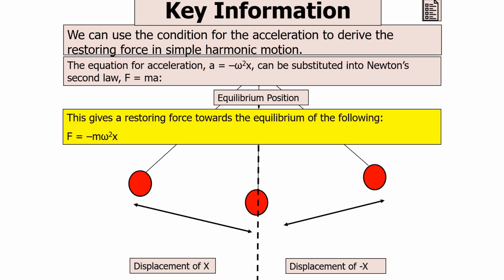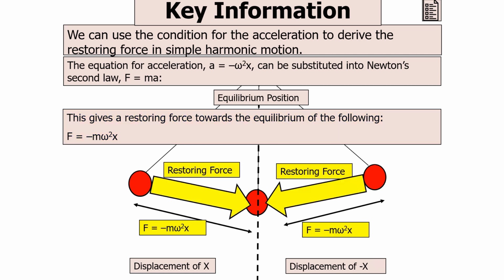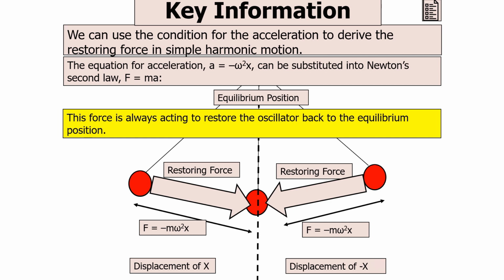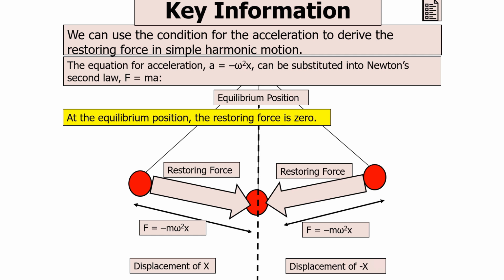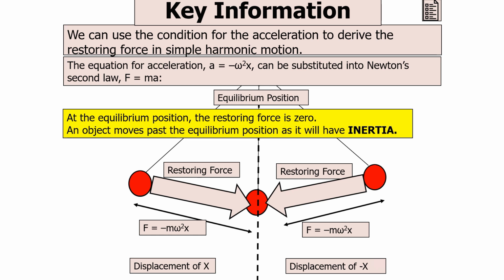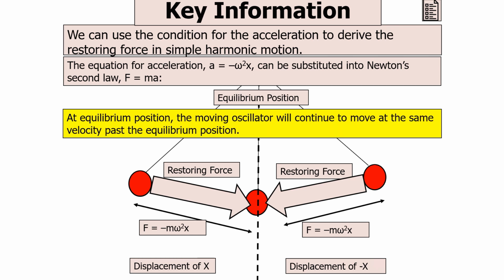So this gives us a restoring force towards equilibrium of the following. F is equal to minus m omega squared x, which we can see on our following diagram here. This force is always acting to restore the oscillator back to equilibrium, and at the equilibrium position, therefore, the restoring force will be zero. But our object will move past the equilibrium position in its oscillation as it will have inertia.